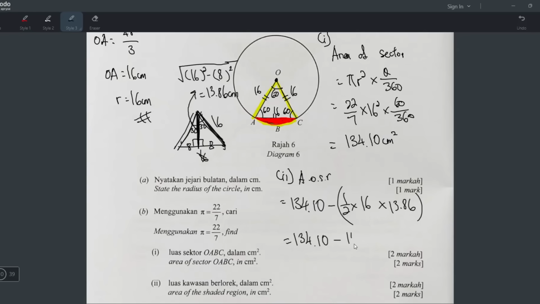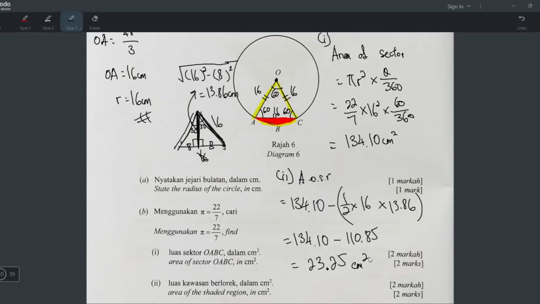Okay, 110.85. And then for the last step, 134.10 minus answer. And I will use the answer button because it will be more accurate if I use the answer button. Okay, 23.248. So I can write 23.25. Okay, I always prefer writing 4 significant figures. So 23.25 cm square. Okay.